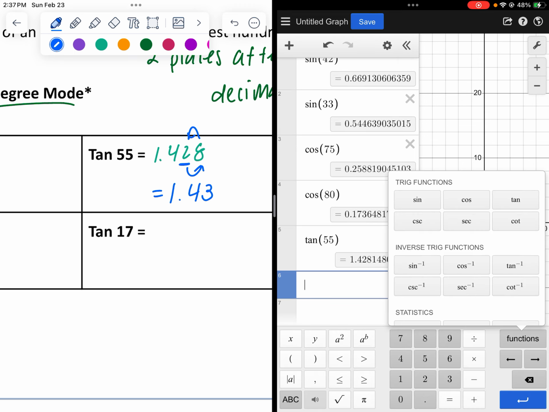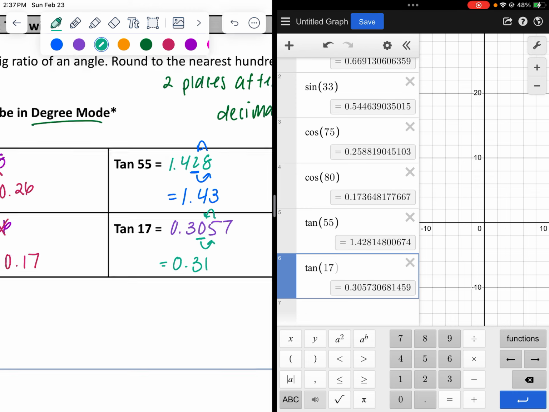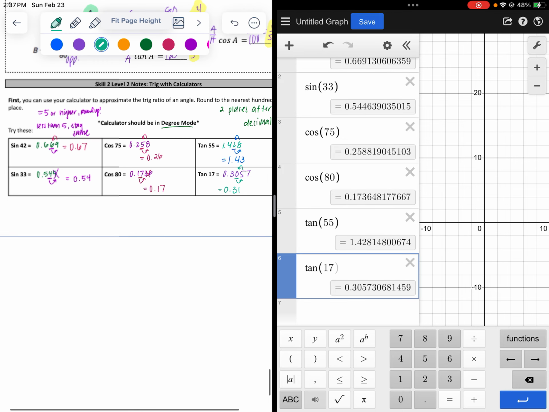Final stretch, last one. I have tangent of 17. Right, that gives me a 0.3057. Same exact thing. I'm looking at the 0, seeing if it rounds up. Now my next number is 5. 5 is equal to 5, so I have to round up the 0 by 1. So we get 0.31. And that's it. Okay, so here we are going to have to use our rounding properties.